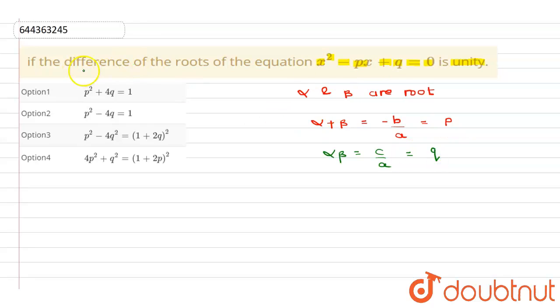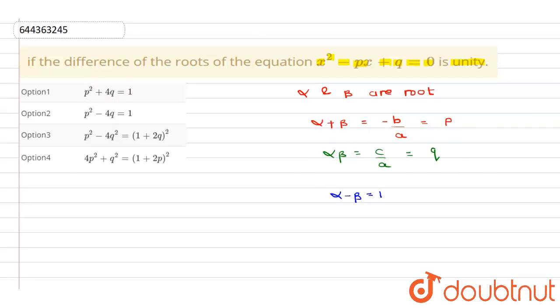Now, it is also given that the difference of roots of this equation is unity. Therefore, we have alpha minus beta is equal to 1. Now, to get the relation between p and q, we need to utilize all these three.